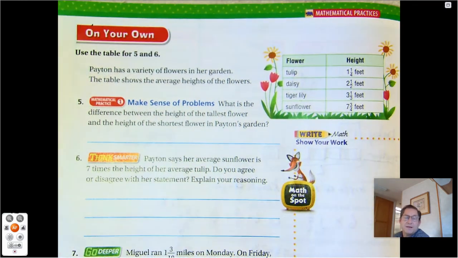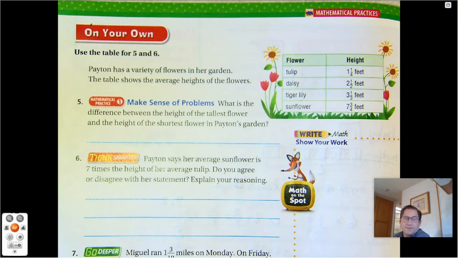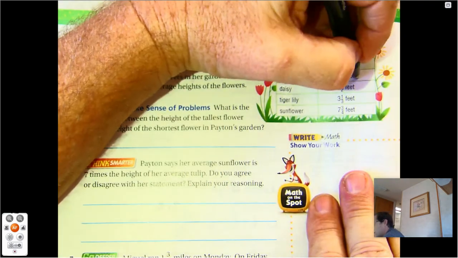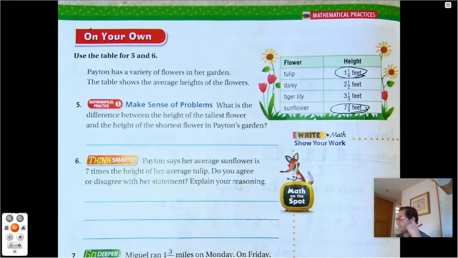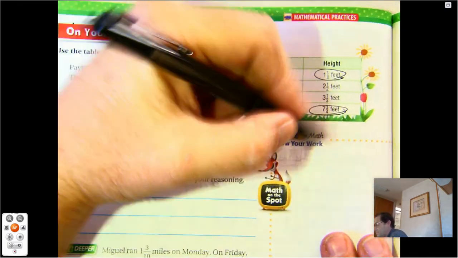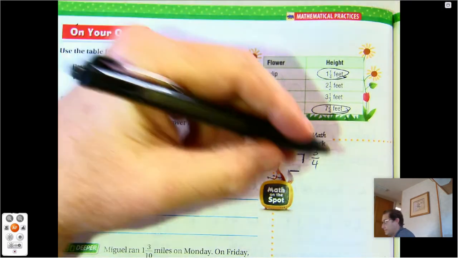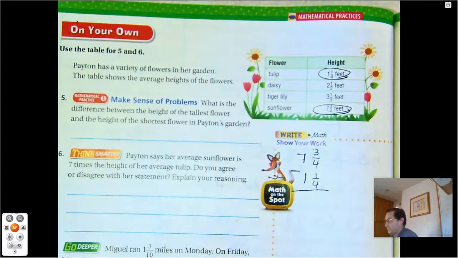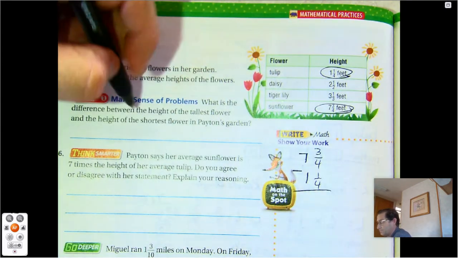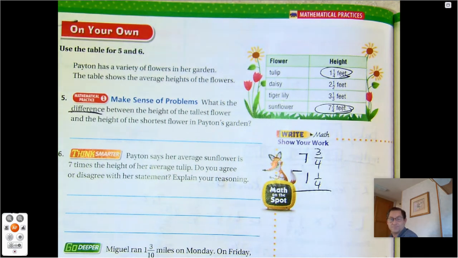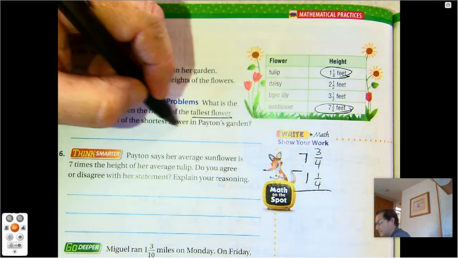Peyton has a variety of flowers in her garden. The table shows the average heights of the flowers. What is the difference between the height of the tallest flower and the height of the shortest flower? The tulip is the shortest, and the tallest is the sunflower. So 7 3/4 take away 1 1/4. It wants to know the difference between the tallest and the shortest.